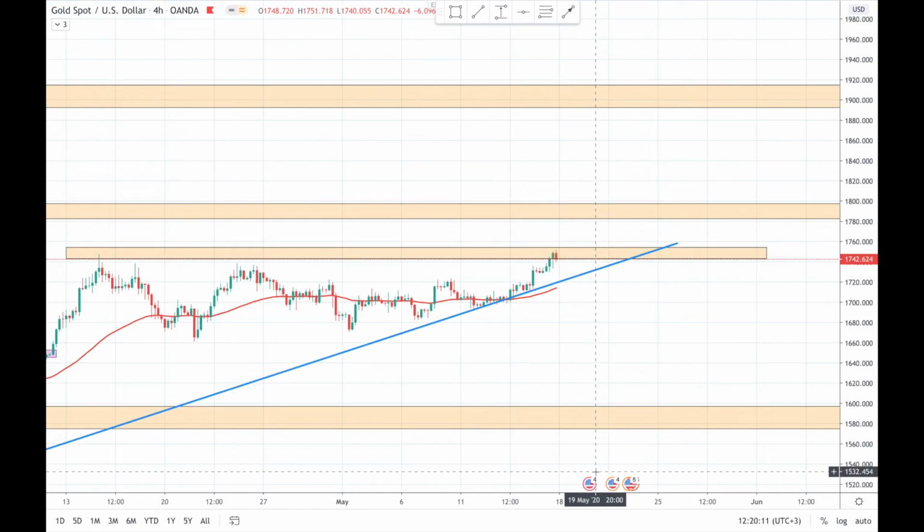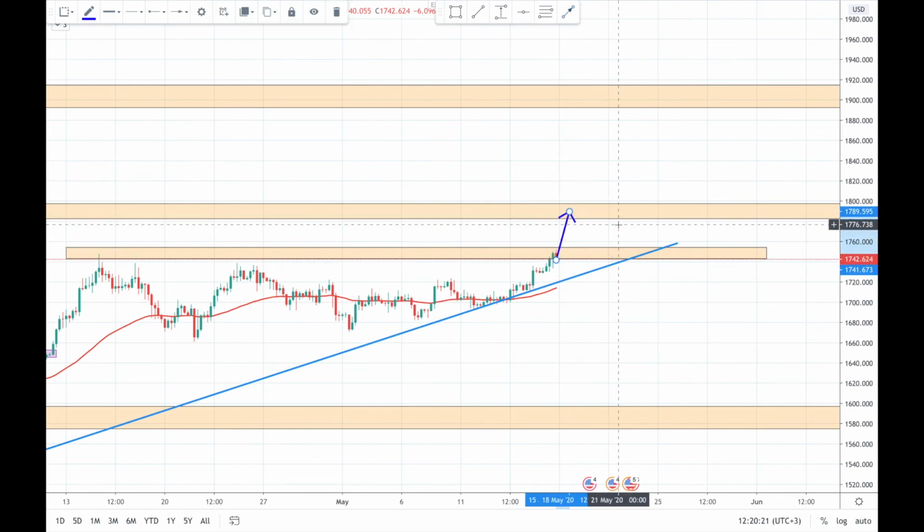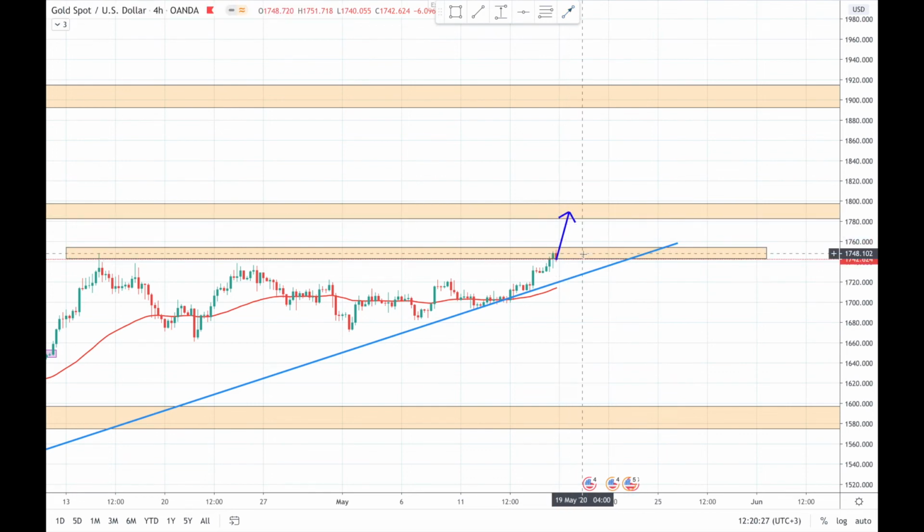On the 4-hour, we actually see the same picture. So as we said earlier, we would like to see price action occurring at the 1800 price level. Price can easily revert from this level or break right through and go to the 1900.